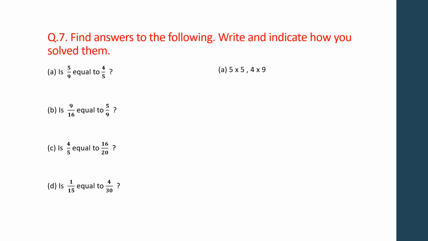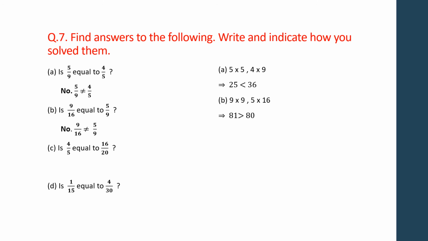Now cross multiplying 5 into 5 and 4 into 9, then 25 and 36. So 25 is smaller than 36. So no, 5 by 9 is not equal to 4 by 5. B, is 9 by 16 equal to 5 by 9? Now cross multiplication, 9 into 9 and 5 into 16, 81 and 80. Not equal. No, 9 by 16 is not equal to 5 by 9.